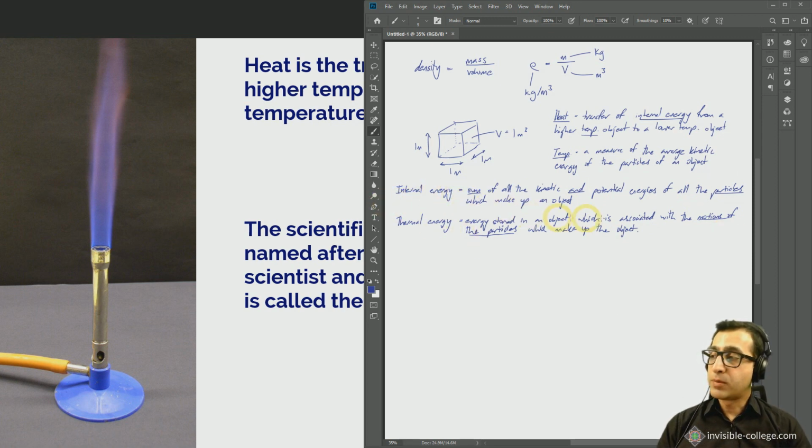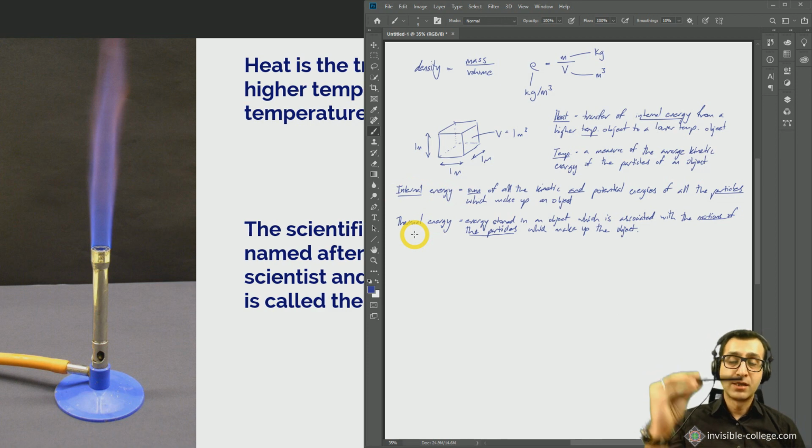Now, the other problem here is that the slightly more astute students will often ask the question, okay, if there's such a thing as internal energy, then surely there must be such a thing as external energy as well. Well, yes, that is the case. Internal energy of an object, remember, we're talking about a particular object.